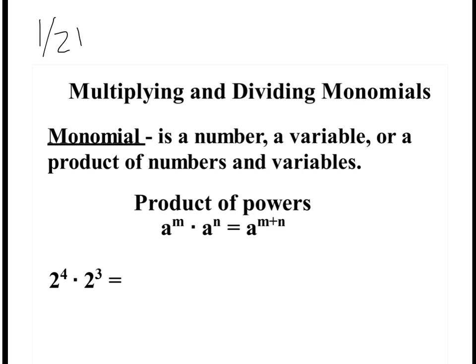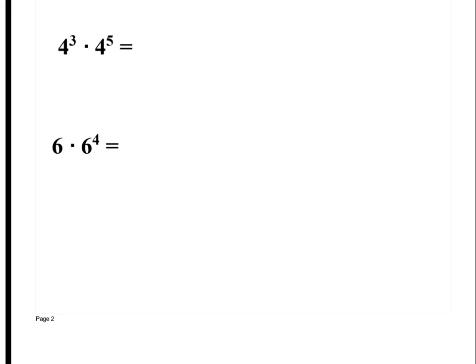So here we have 2 to the 4th times 2 to the 3rd. My rule says the base doesn't change, and I add the exponents, which gives me 2 to the 7th power. Any questions? 4 to the 3rd times 4 to the 5th. My base does not change, and I add the exponents. 3 plus 5 is 8. So I get 4 to the 8th power.